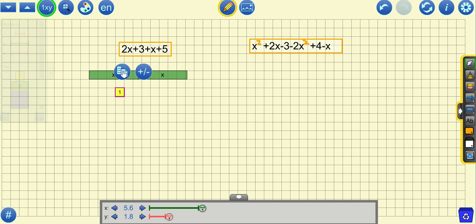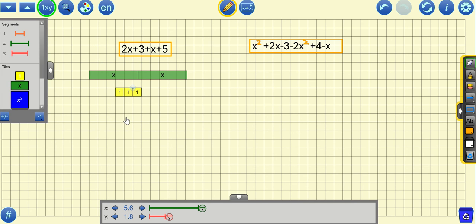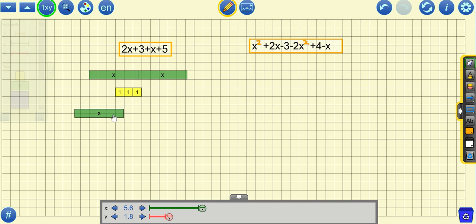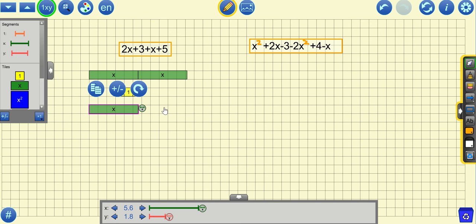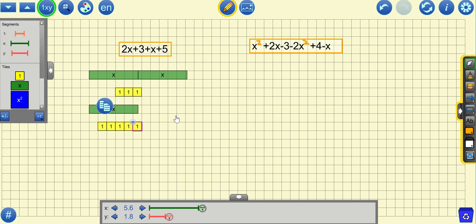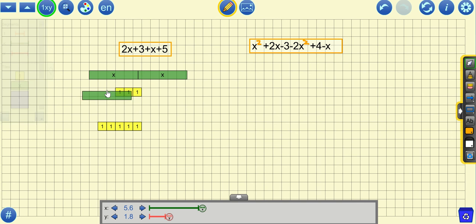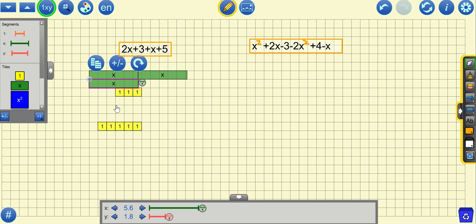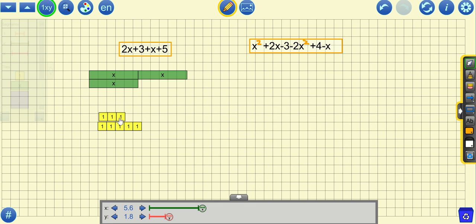Okay, and then that's plus 3. So there's 1, 2, 3, plus x, and then plus 5. Perfect. And now I want to collect like terms here, so I'm going to throw all of the x's together. And I'm going to throw all of the 1's together.